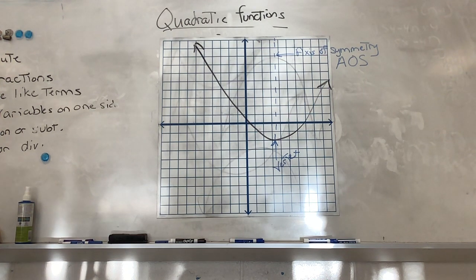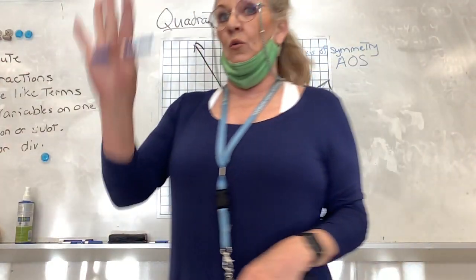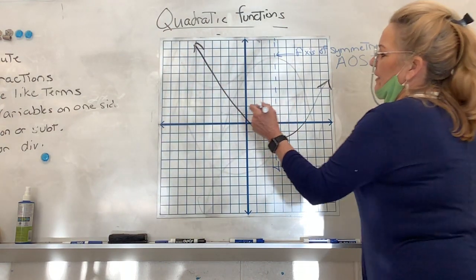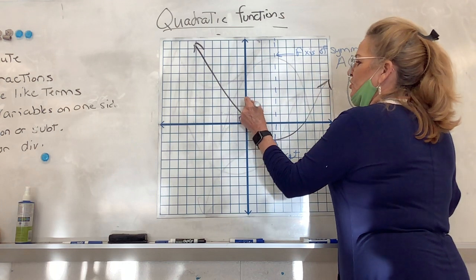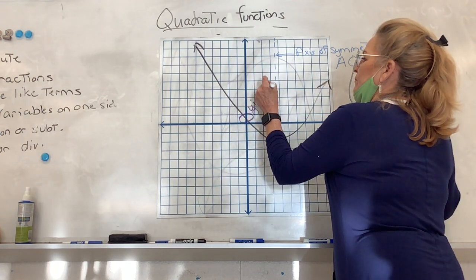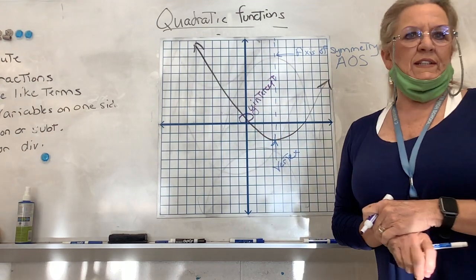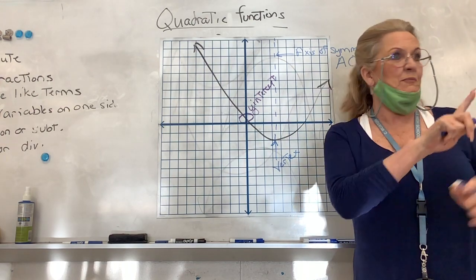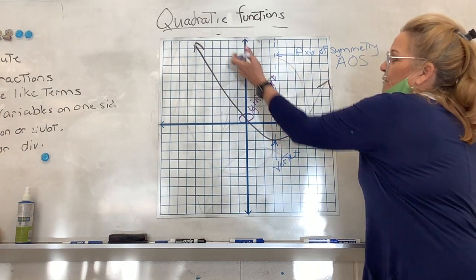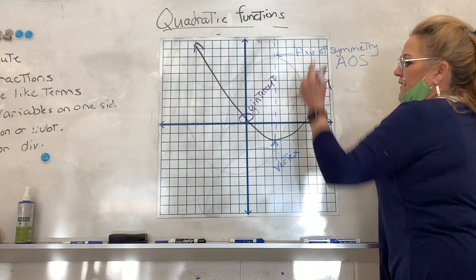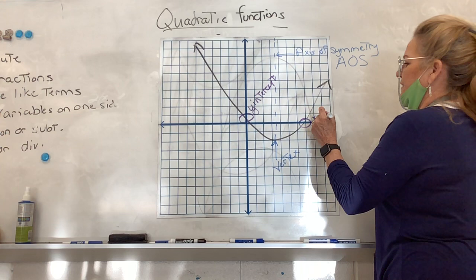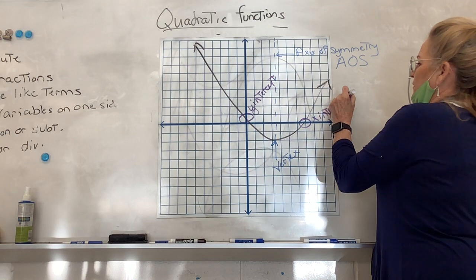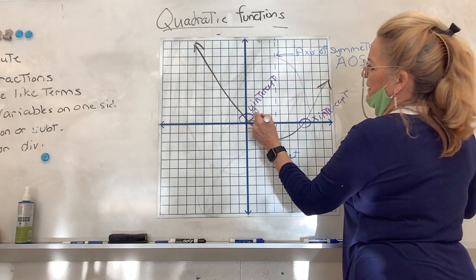Okay? Now, it doesn't matter where this parabola is, we always have a y-intercept. With this parabola, we have two x-intercepts, but you don't always have an x-intercept. Because if my parabola was up here, it would never hit the x-axis. But in this case, I have an x-intercept here, and I have an x-intercept here.